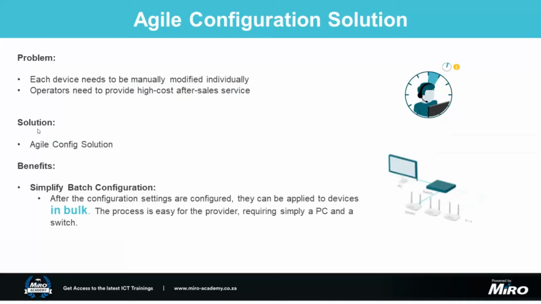The solution to this problem is something called Agile Configuration. Basically, the first benefit is that it allows you to batch configure your routers. After the configuration settings have been configured, they can be applied in bulk, meaning that it's a lot easier and more efficient for you as an ISP to configure a large number of routers.